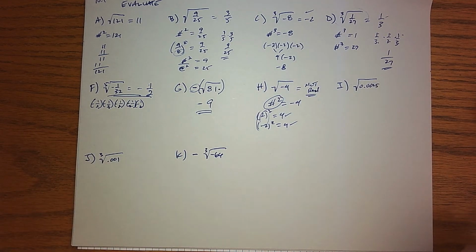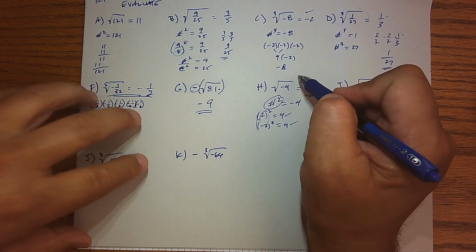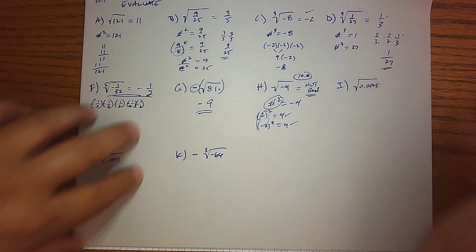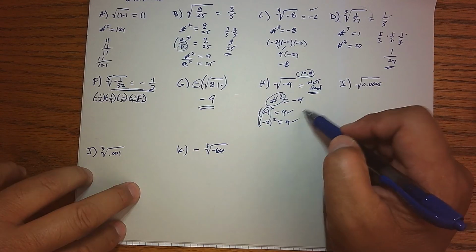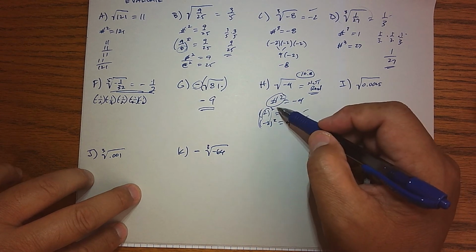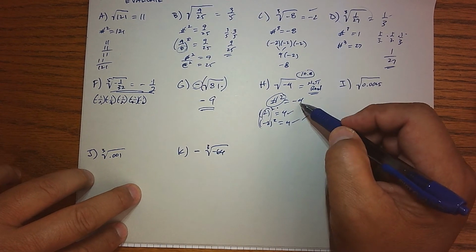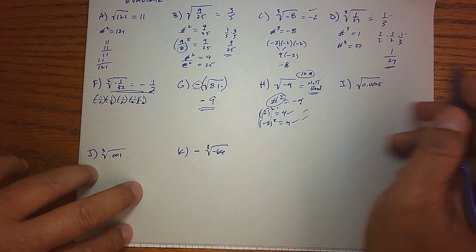The square root of negative 4 actually does exist in our reality, but we have to expand our number system, and we'll talk more about that in 10.8. For now, in section 10.1, a correct answer would be that's not real. And here's the reason why. There's no number that I can raise to a second power and get a negative out of it, because it's always going to be positive.